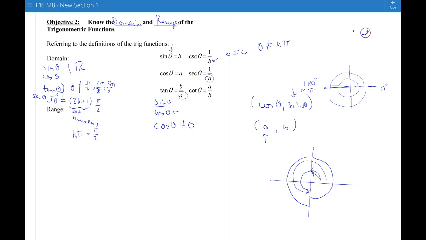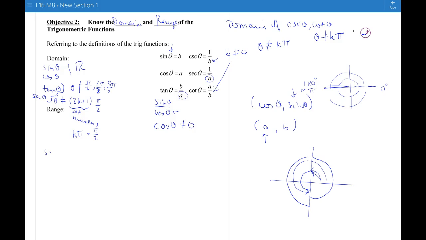And notice that that's going to be the same thing as for the cotangent. So the domain of cosecant and cotangent theta is theta can't be k pi. So we have the domains for everybody. So now let's talk about the ranges.